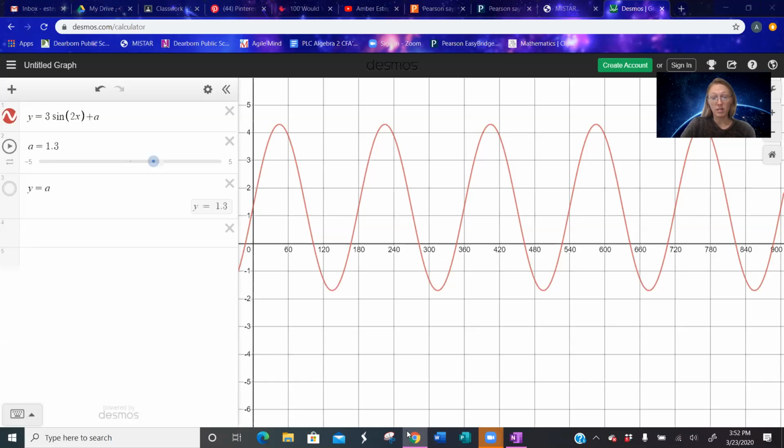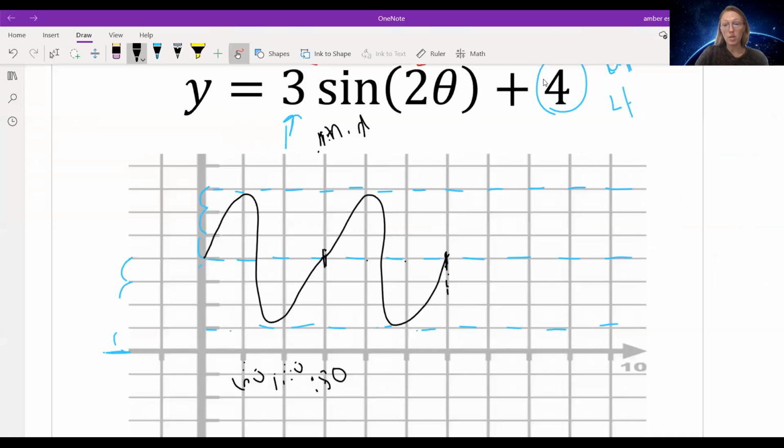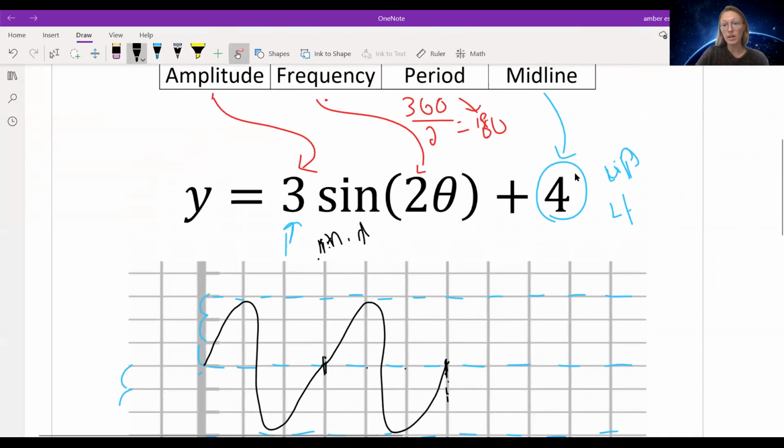Okay, so that's your lesson. Remember, the number that's being added or subtracted, that is your midline. This number here is still your frequency. This number is still your amplitude.